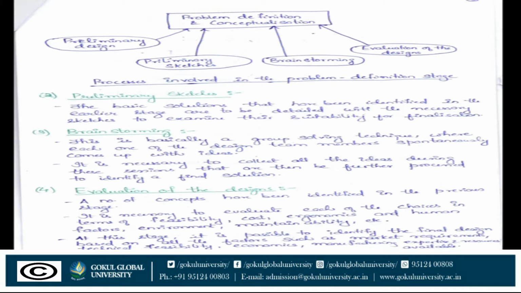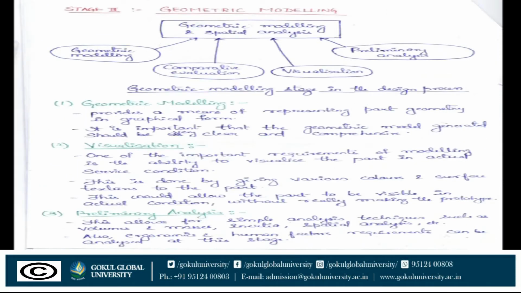Third is brainstorming. This is basically a group problem-solving technique where we have to divide the problem into a number of groups, and those groups we have to solve in different stages. Fourth is the evaluation of the design. A role of evaluation is necessary. If you have to design a new product, then evaluation of that product may be necessary.